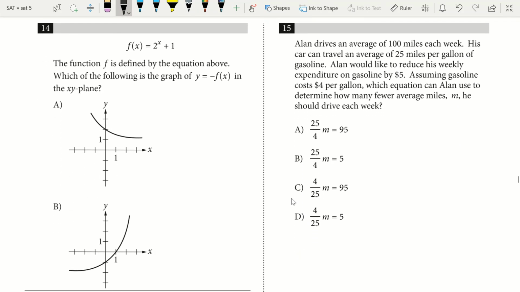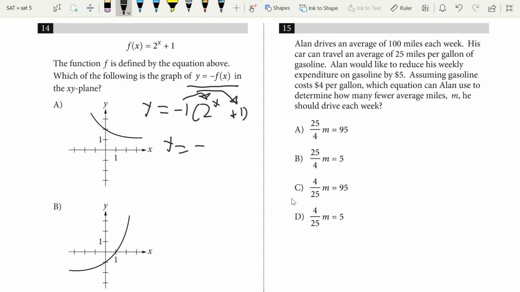Question 14. The function f is defined by the equation above. Which of the following is the graph of y equals negative f of x in the xy plane? Well, we know y equals negative f of x. We're told f of x is equal to 2 to the power of x plus 1. So we'll have negative (2 to the power of x plus 1). We distribute this negative 1 here, and we get negative 1 times 2 to the power of x, that will be negative 2 to the power of x, and negative 1 times 1 just gets us negative 1. So we have y equals negative 2 to the power of x minus 1.